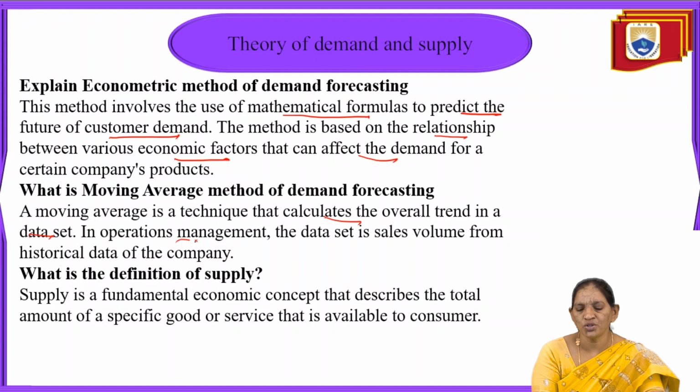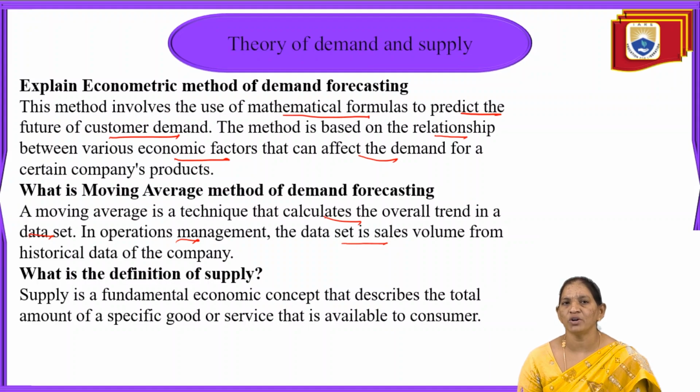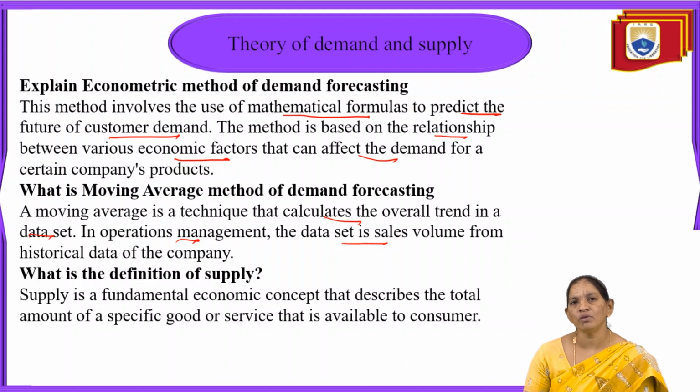In operational management, the data set is the sales volume from the historical data of the company. It is a famous method used in operational research studies, where we consider the sales volume, the past volume that was sold, as historical data. Based upon that, by adding the current events into the past data, we calculate the forecast, which we call the moving average method.